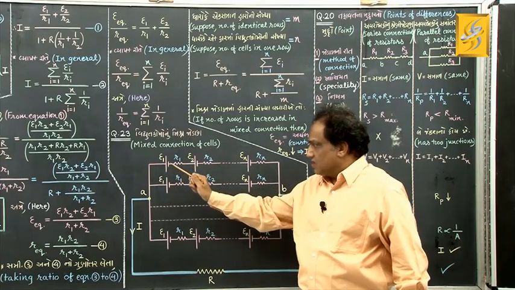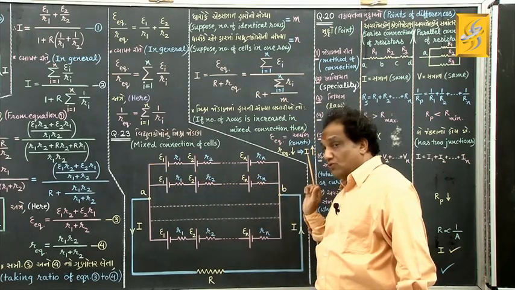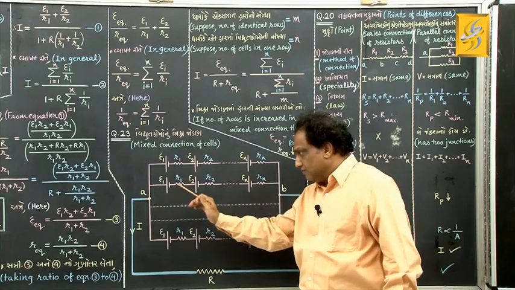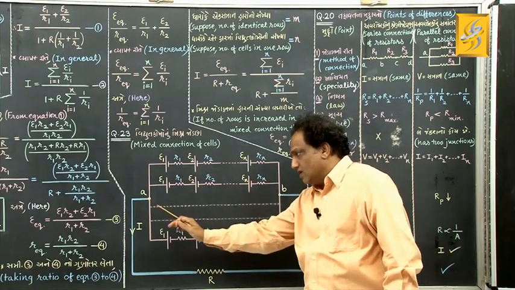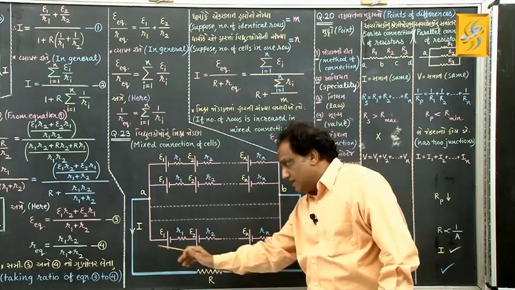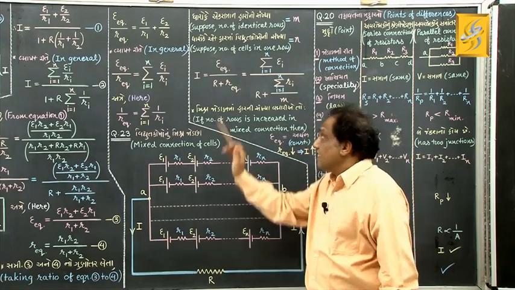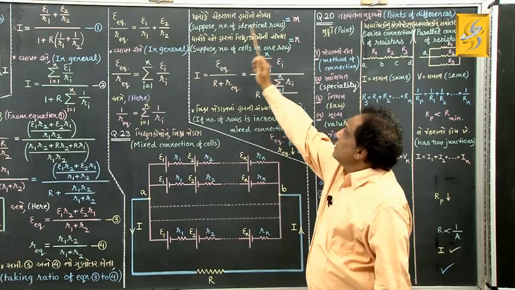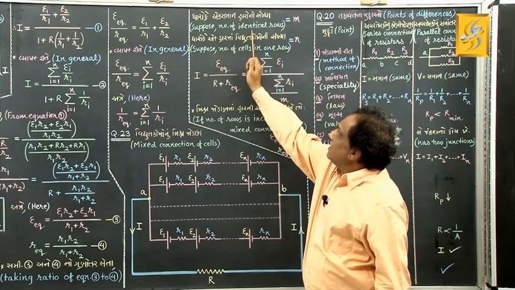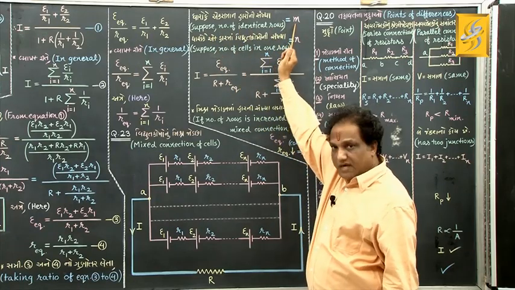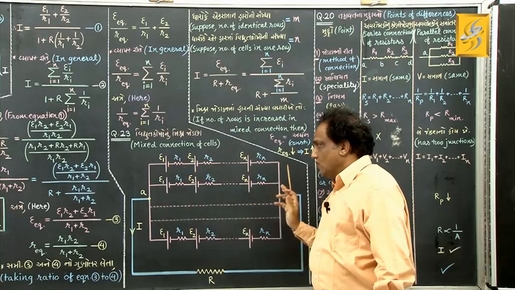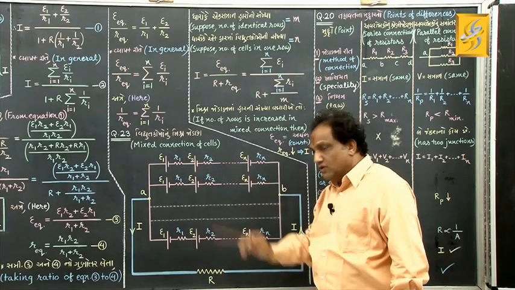Whichever is the first row, identical to that is second row. Identical to that is third row. Identical to that is nth row. Correct? Number of rows we will take m. Suppose number of identical rows is m. Correct? So why are these all rows identical? Look in the figure.